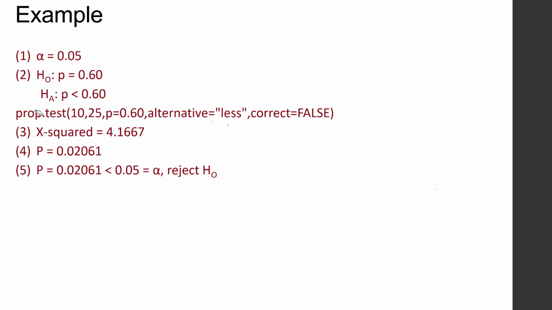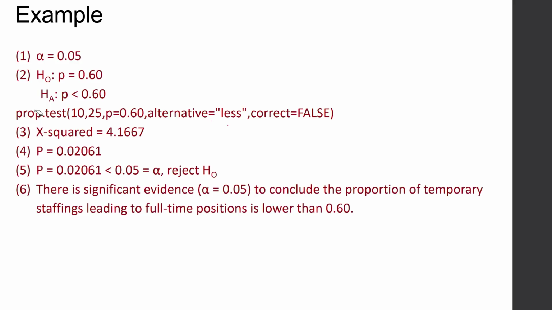Step 5 is to compare your p-value to your alpha. Our p-value, 0.02, is lower than 0.05. If the p is low, the null must go. We reject the null hypothesis. And step 6 is making your conclusion. There is significant evidence. We rejected the null hypothesis, so there is significant evidence for the alternative. There is significant evidence at the alpha equals 0.05 level to conclude the proportion of temporary staffings leading to full-time positions is lower than 0.6.